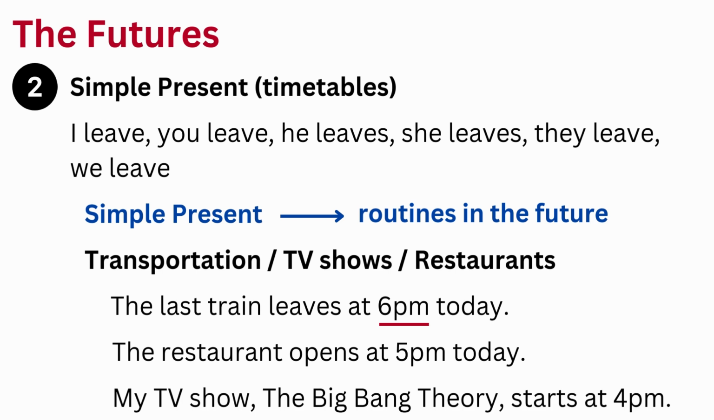Here's a third example. I like watching TV. Imagine I like The Big Bang Theory. My TV show, The Big Bang Theory, starts at 4 p.m. So again, it's a routine. It's a schedule that takes place in the future, but it's still a schedule, so we can use the simple present here. All right, so these two, even though they are present tenses, can be used for the future.